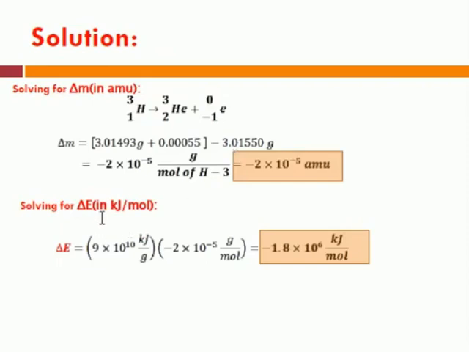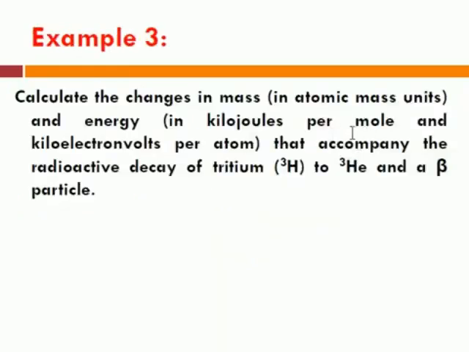So, solving for delta E, we have 9 times 10 raised to 10 kilojoules per gram, then negative 2 times 10 raised to negative 5. Then this one, we have grams per mole, so cancel the gram here. So, we have kilojoule per mole. So, the answer is approximately equal to negative 1.8 times 10 raised to 6 kilojoule per mole. So that is for kilojoule per mole.